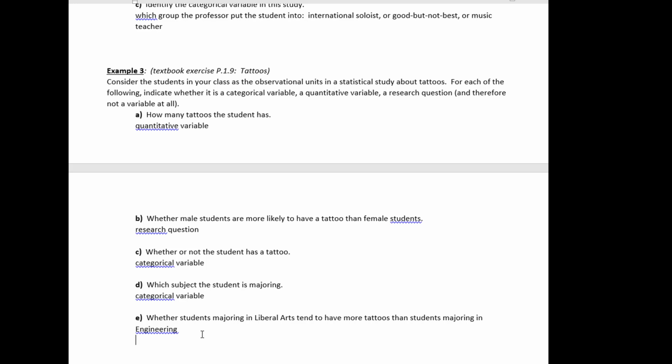Lastly, whether students majoring in liberal arts tend to have more tattoos than students majoring in engineering. This is a research question. I know it's a research question because the only way to answer this is by talking to many, many students and getting lots of information and performing a statistical analysis. So I'd need to talk to lots of students and find out, which of you are liberal arts and not liberal arts, how many tattoos do each of you have, and compare how many tattoos the liberal arts students have in general in comparison to those in engineering. And it would take a lot of time and a lot of people to talk to. So that is a research question.